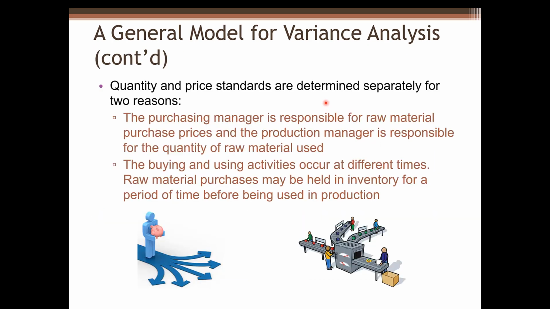Quantity and price standards are determined separately for two reasons. First, different managers are normally responsible for buying and for using inputs. For example, the purchasing manager is responsible for raw materials purchase prices, but the production manager is responsible for the quantity of raw materials used. Second, the buying and using activities occur at different times. For example, raw materials purchases may be held in inventory for a period of time before being used in production.